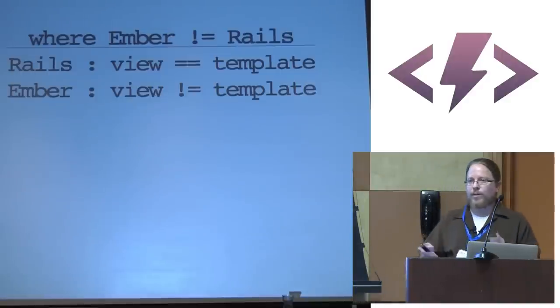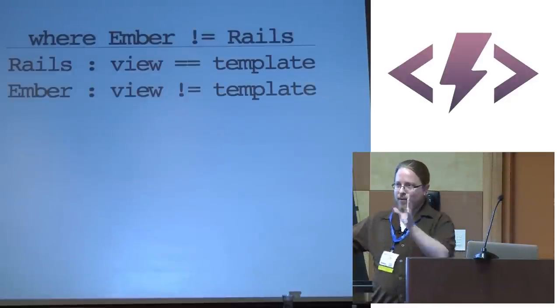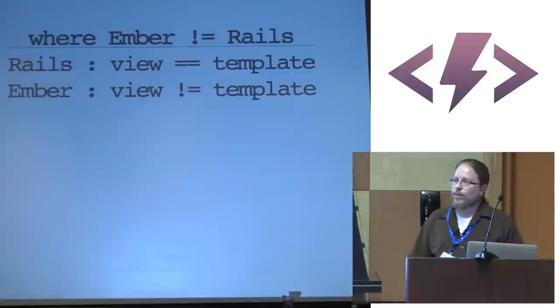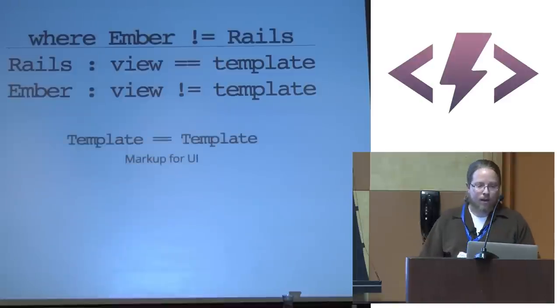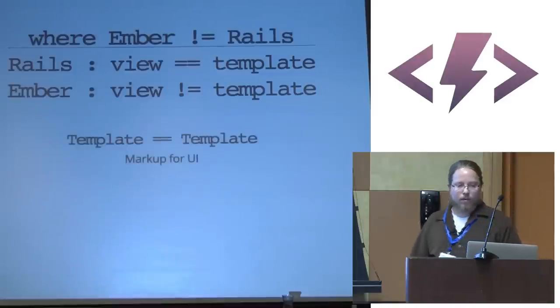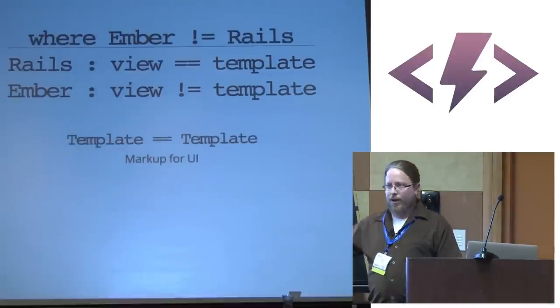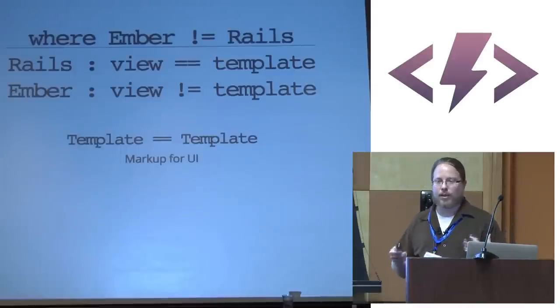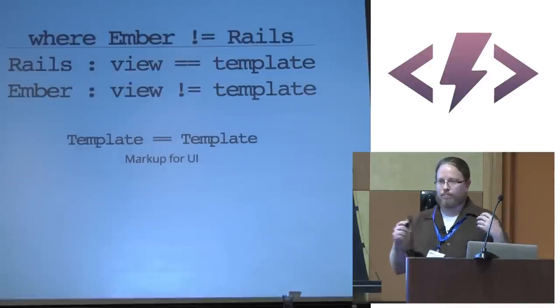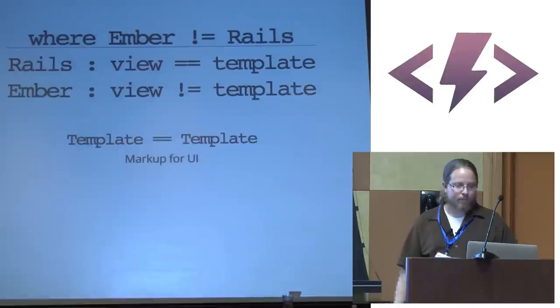In Ember, views and templates are different things. A view is one piece of code, and a template is a different piece of code. So it's important to understand that those terms aren't interchangeable in the Ember world like they are in the Rails world. So luckily, an Ember template is very analogous to a Rails template. It is the raw markup that the user is going to see that gets rendered by the browser. Divs, H1s, P tags, all of that kind of stuff.